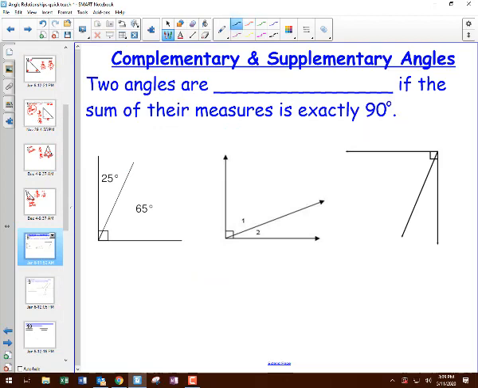Okay, complementary, supplementary angles. Two angles are complementary if the sum of their measures is exactly 90 degrees. And notice it says exactly. It can't be 89, it can't be 91. If we were to put together 65 and 25, we would get 90. We can automatically tell that these two angles will add up to 90 by this box here. We have two acute angles that make up complementary angles.